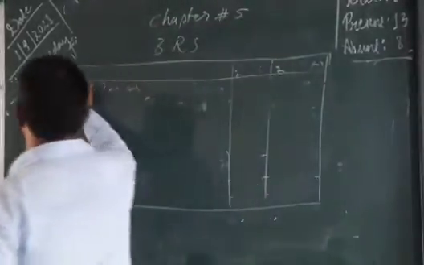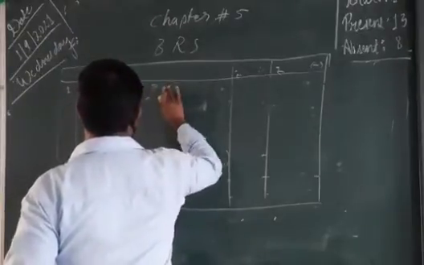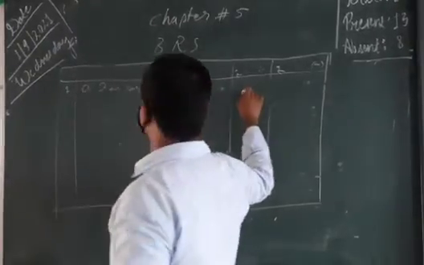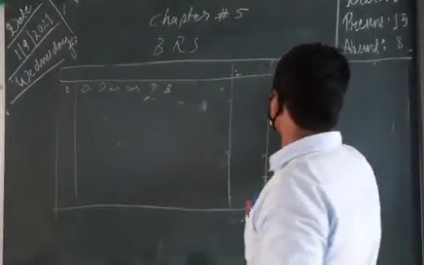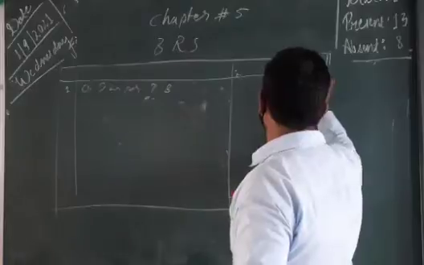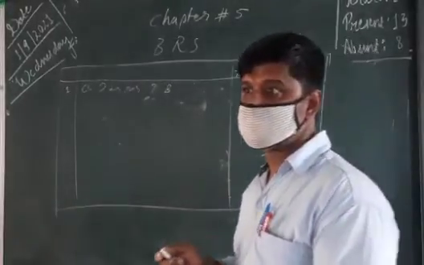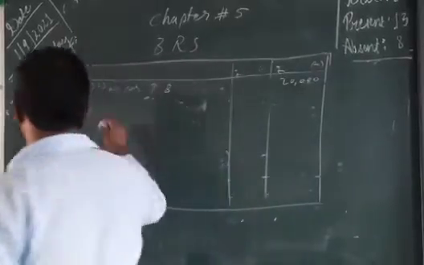So first item we write: overdraft as per passbook. How much is that? 20,000. This is a negative figure, so we write it with the minus sign. Next, what can we write? Interest on overdraft.